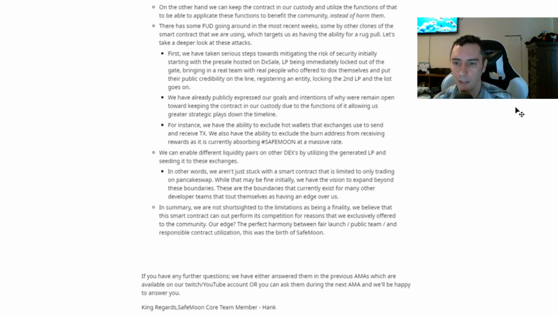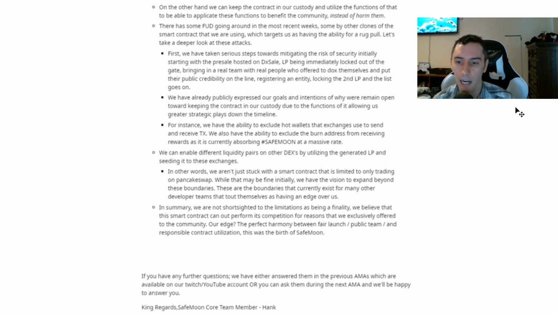We can enable different liquidity pairs on other decentralized exchanges by utilizing the generated liquidity pool and seeding it to these exchanges. In other words, we aren't just stuck with a smart contract that is limited to only trading on PancakeSwap. While that may be fine initially, we have the vision to expand beyond these boundaries. These are the boundaries that currently exist for many other developer teams that tout themselves as having an edge over us.